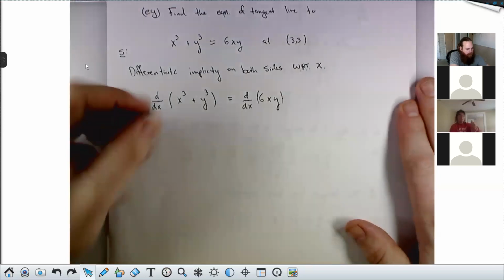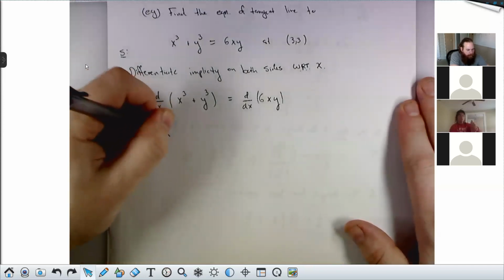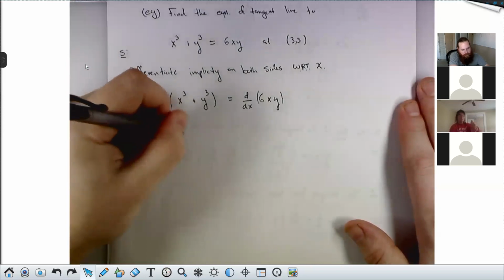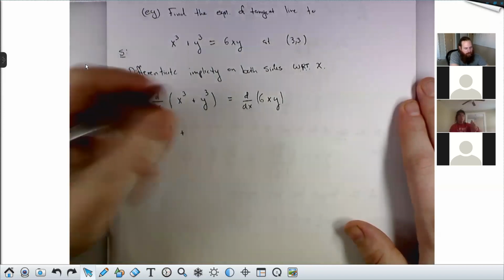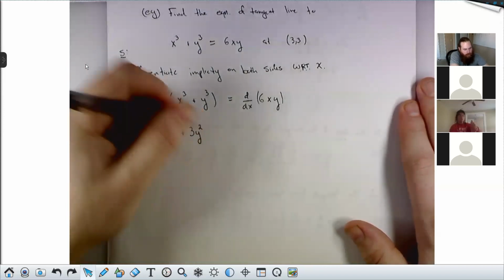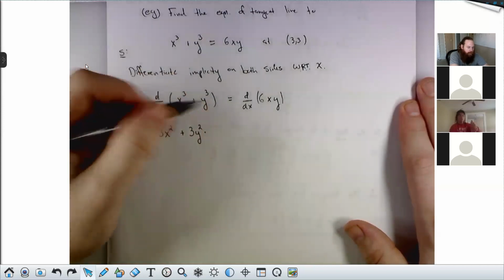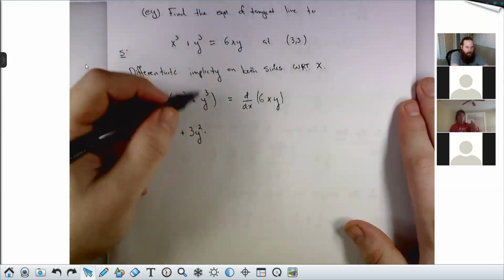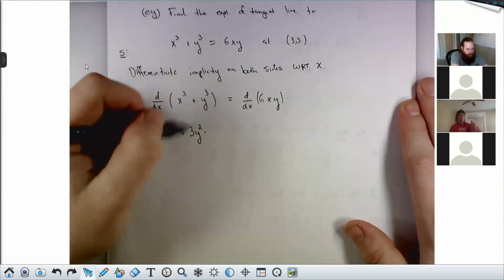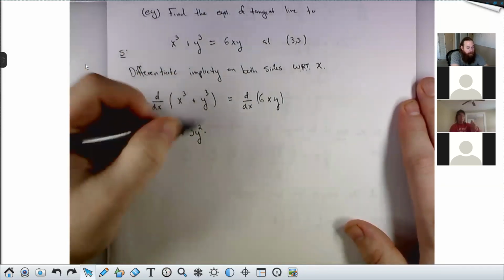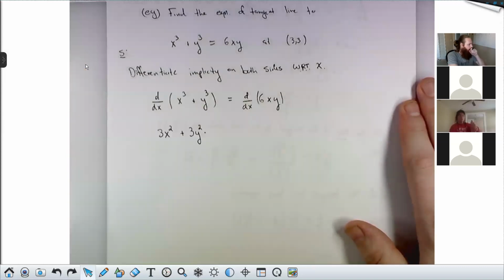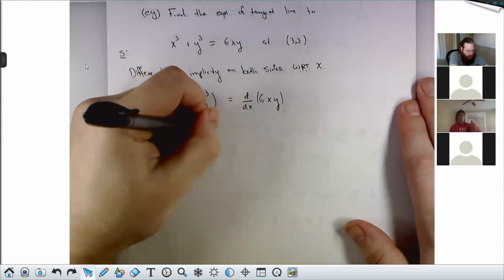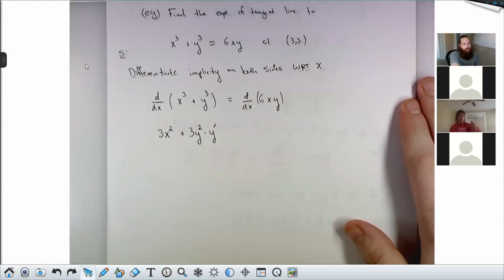So I'll do the left-hand side first. The derivative of x cubed is 3x squared plus the derivative of y cubed taken with respect to x, which is 3y squared times the derivative of the inner, right? So I'm differentiating the outer function, that's the cubing function. So I bring the power down, I reduce the power by 1, and then I need to multiply by the derivative of the inner function. The inner function here is just y. So I get y prime as its derivative. It really is just the chain rule.